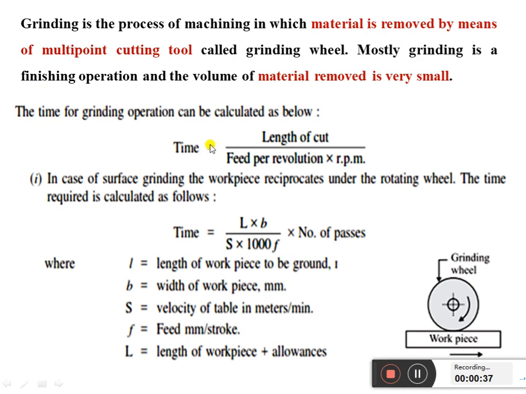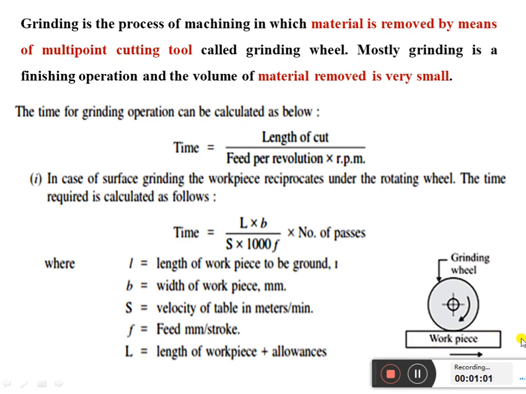The time for a grinding operation can be calculated as below. The time is equal to length of cut divided by feed per revolution into RPM. So in case of surface grinding, the workpiece reciprocates under the rotating wheel. So the wheel alone rotates, the workpiece will reciprocate.